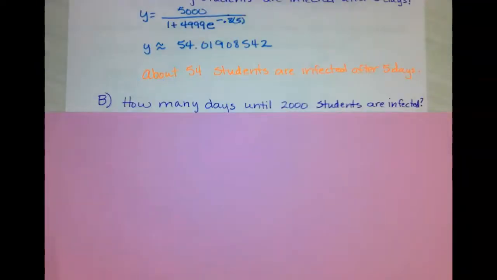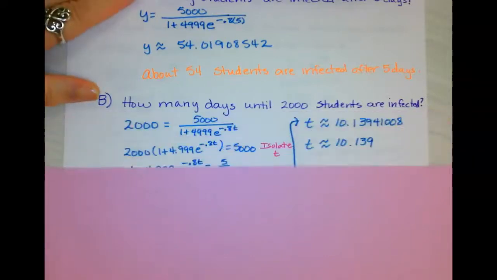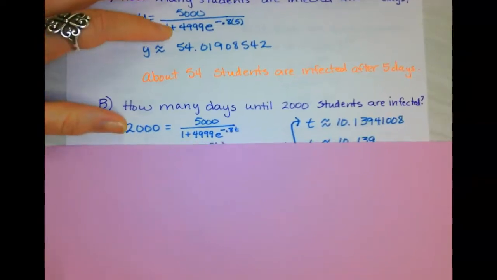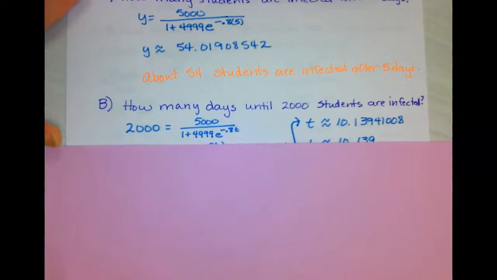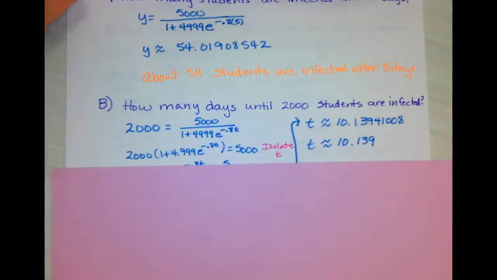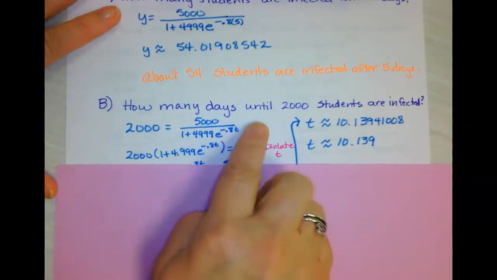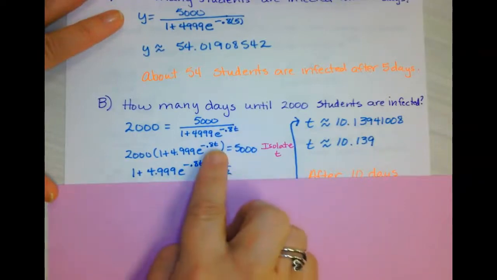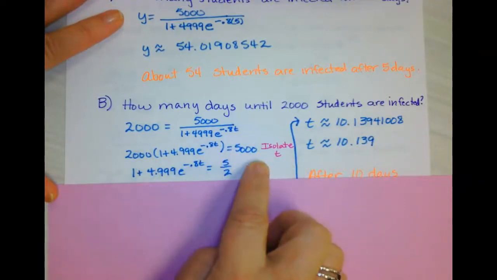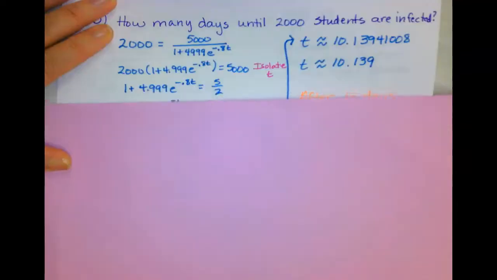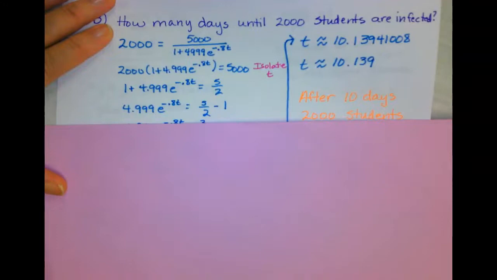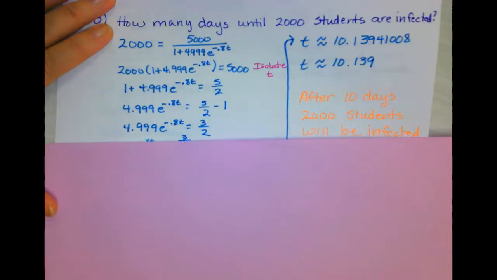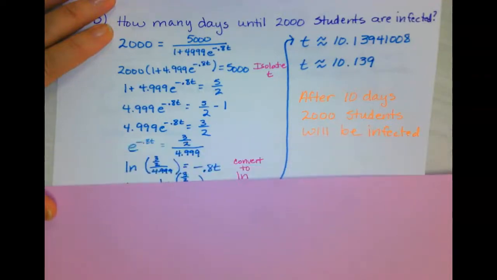All right, so then in part B, how many days until 2,000 students are infected? So again, we go back to our logistic model, and we're setting it equal to 2,000 because remember it equals the number or final amount. And so you're going to work on your paper to isolate t. I would multiply both sides by the denominator to get t out of the bottom. Then I divide both sides by 2,000, which gives me the fraction 5/2. And then to get to the t, I move the 1 over because we have to get down to this term right here. And then once I move the 1 over, I can continue to isolate.